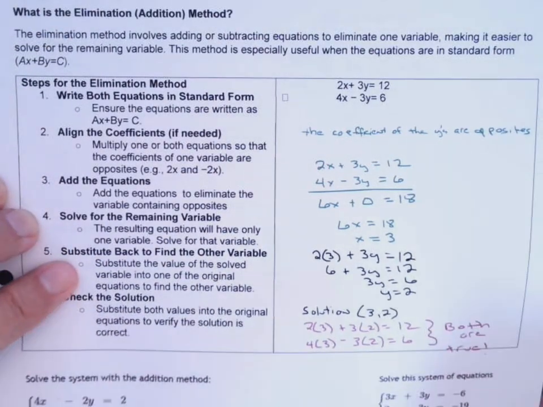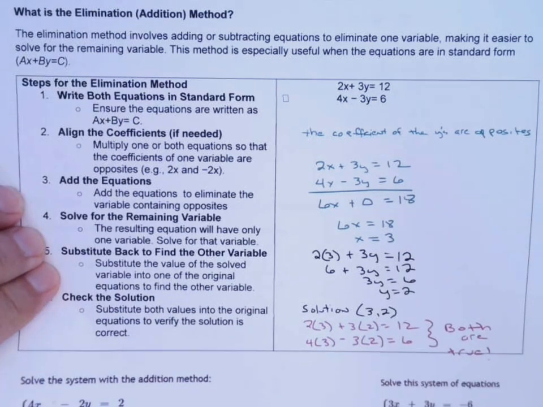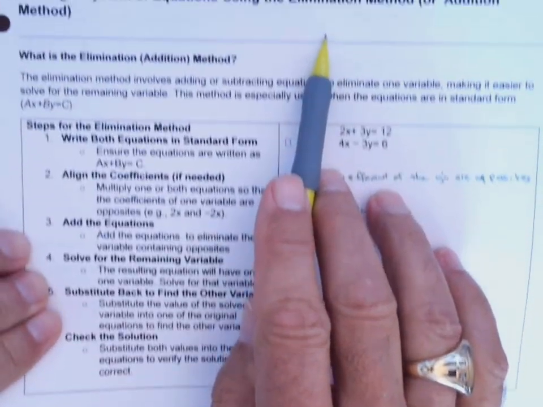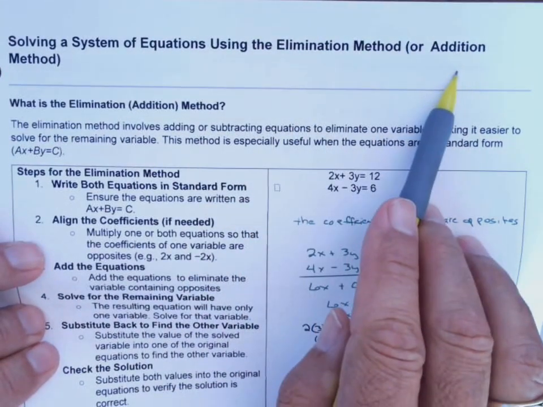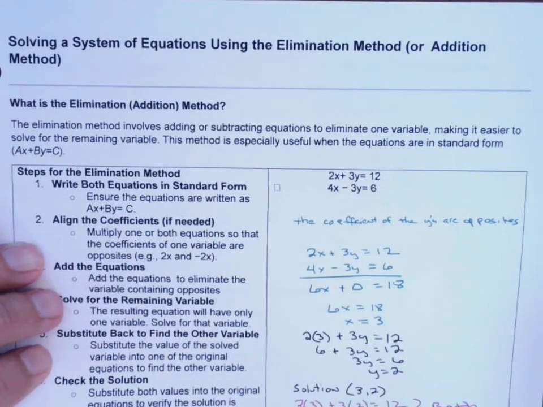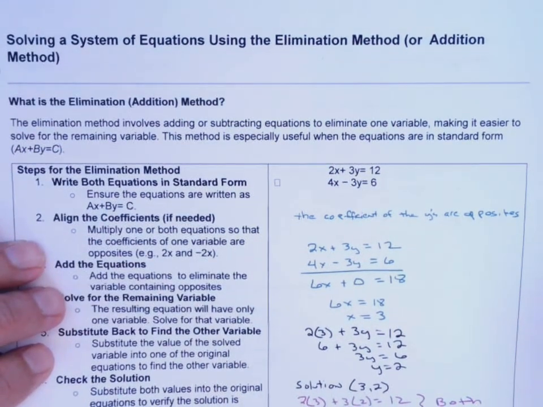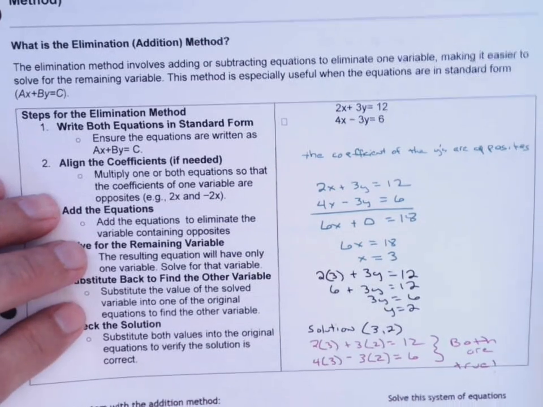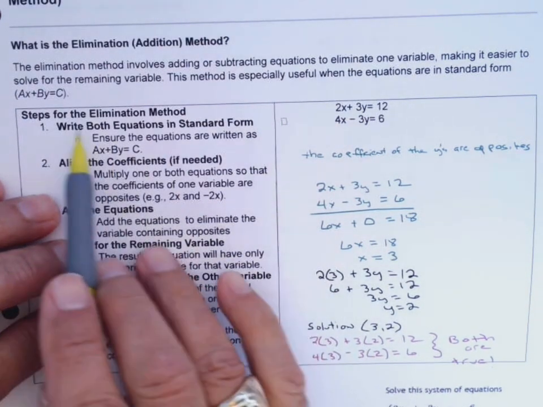Okay, the last mathematical method, and arguably maybe the easiest if it's set up for it, is using the elimination method, sometimes called the addition method. So I may use it interchangeably. So why would this be easier?